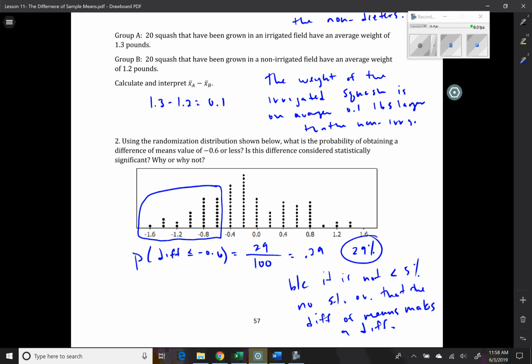That's it. That was your homework assignment for the night. Not too bad here, hopefully. And we can talk a little bit more about difference of sample means when we do lesson 11 next time we're in class.